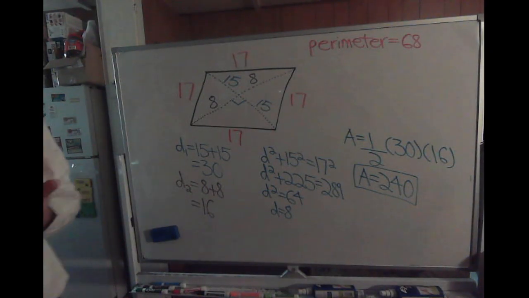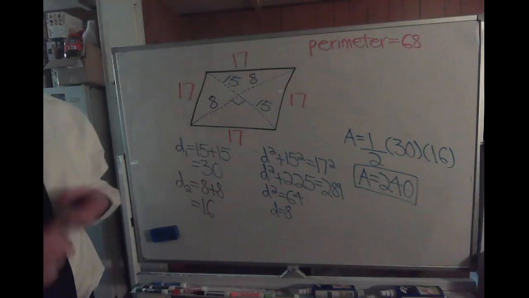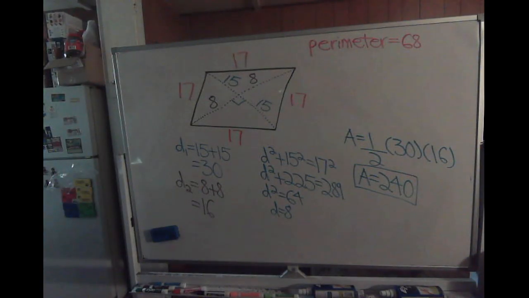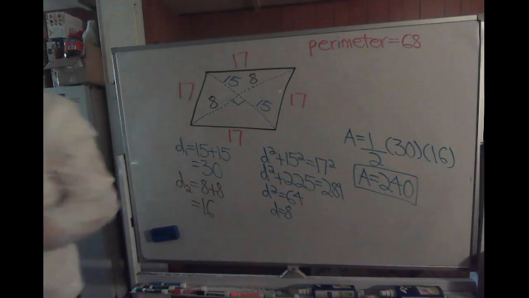So that's it for the areas of parallelograms, triangles, and rhombuses. The very next lesson we are going to move on to the area of trapezoids.